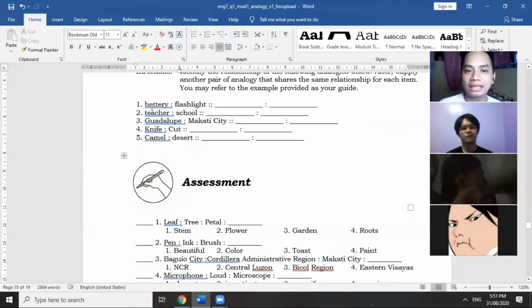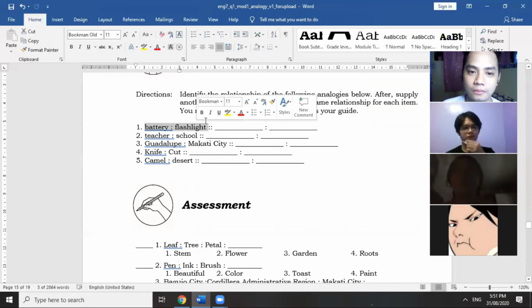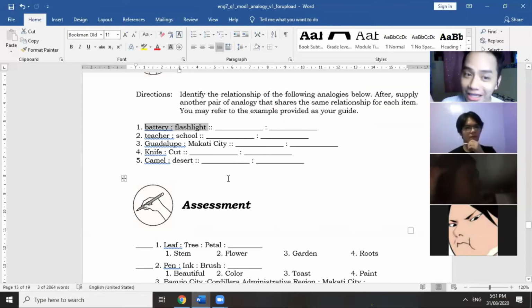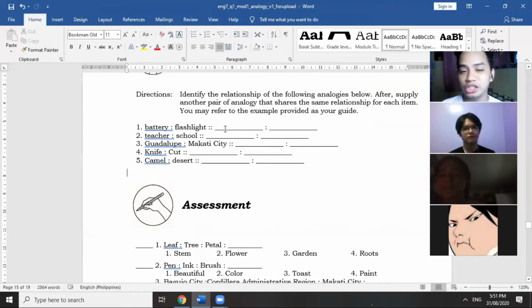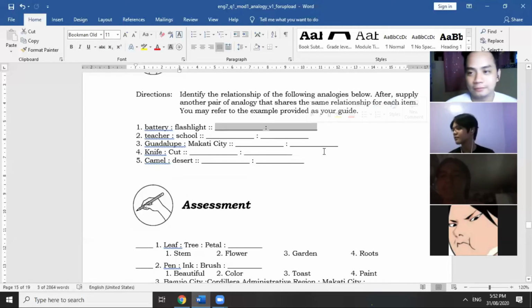Here, battery and flashlight. What's the relationship of battery and flashlight? Battery powers a flashlight. A flashlight uses a battery. So, we get to find out the relationship now. A flashlight uses a battery. What pair can you give here? Who can give a pair for that?